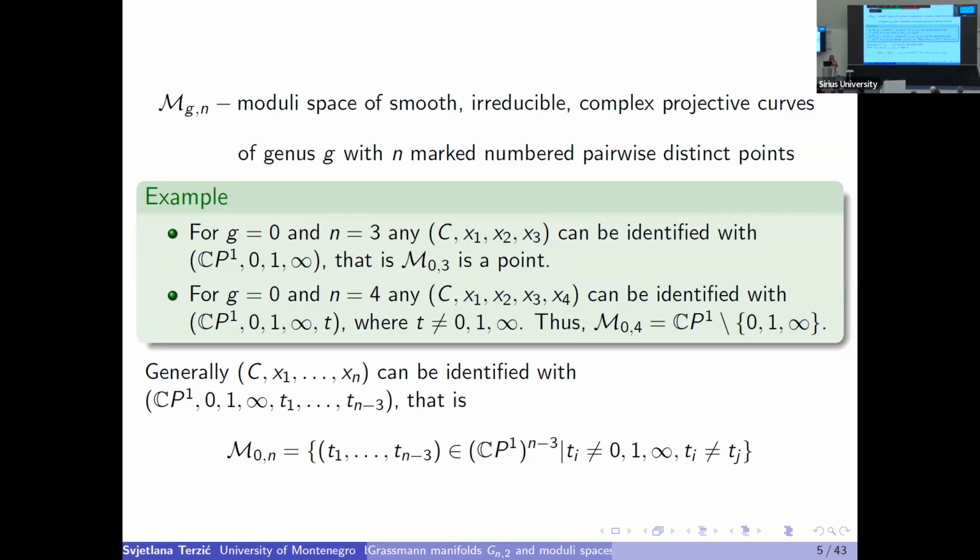Generally speaking, when we have curves of genus 0 with n distinct, pairwise numbered fixed points, then this moduli space can be identified with CP1 with the points 0, 1, infinity, t1, ..., t(n-3). So actually, this moduli space is given by this subspace of (CP1)^(n-3), where each coordinate is not 0, 1, infinity, and the coordinates are different.